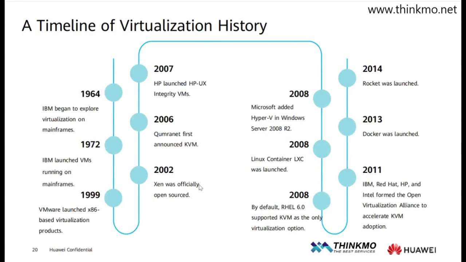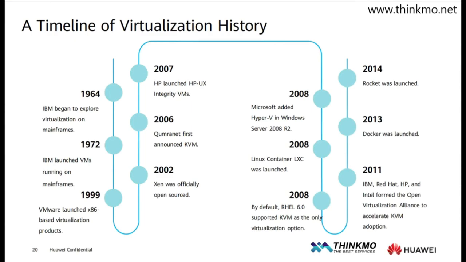For example, Microsoft launched Hyper-V. Then by 2010, the RHEL 6 system appeared. At that time, it had already integrated the latest KVM virtual machine. And subsequently, up to now, many of our Linux distributions, especially the Red Hat series, have integrated it. Therefore, the overall installation and deployment are very convenient.